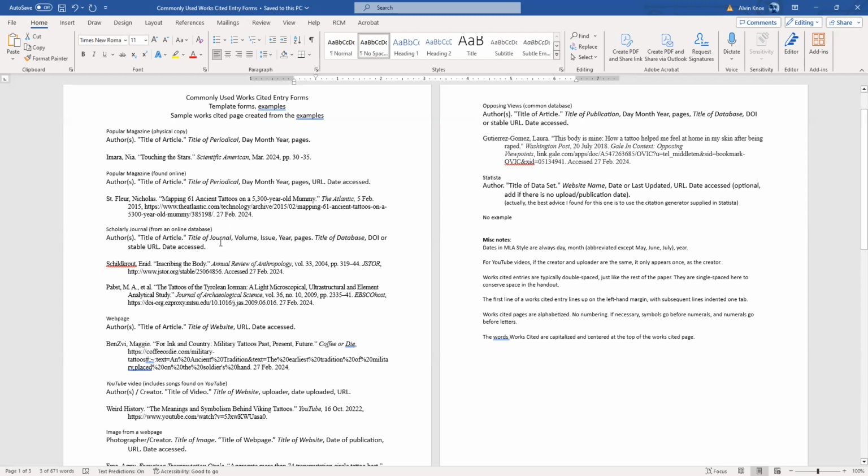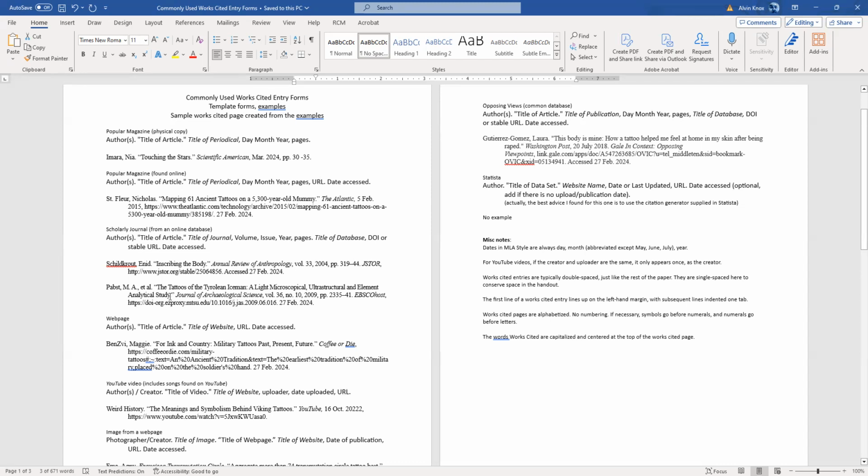An article from a database. Okay. What I have here is a JSTOR article, JSTOR being the database: author, title of article, title of journal, volume and issue number, the range of pages that the article appears on, the title of the database, a DOI or a database identifying number, or a stable URL, and again, the date accessed.